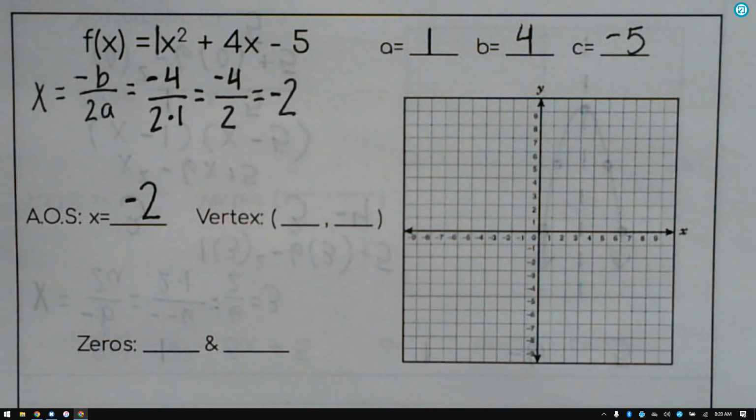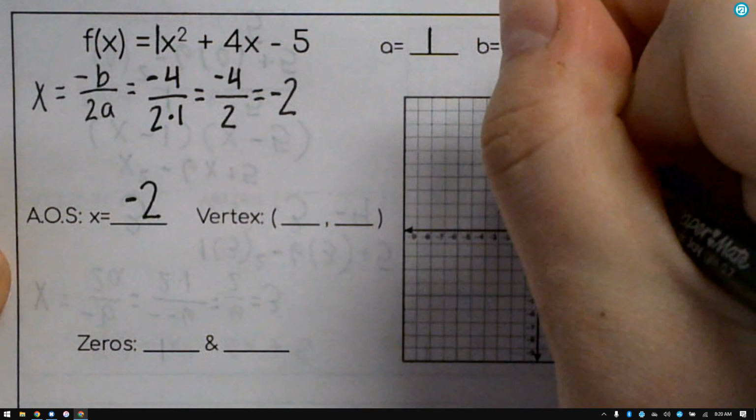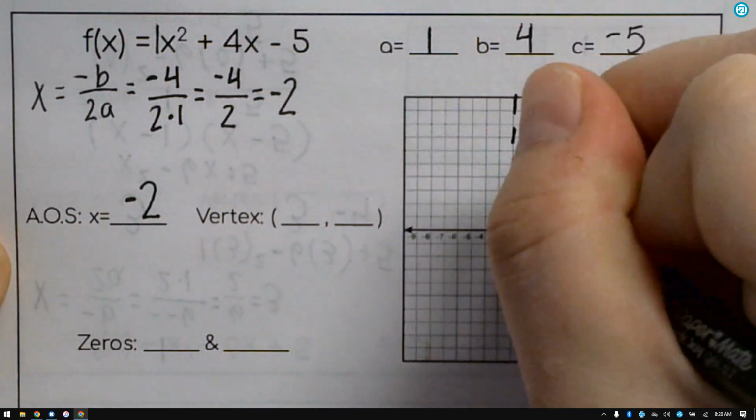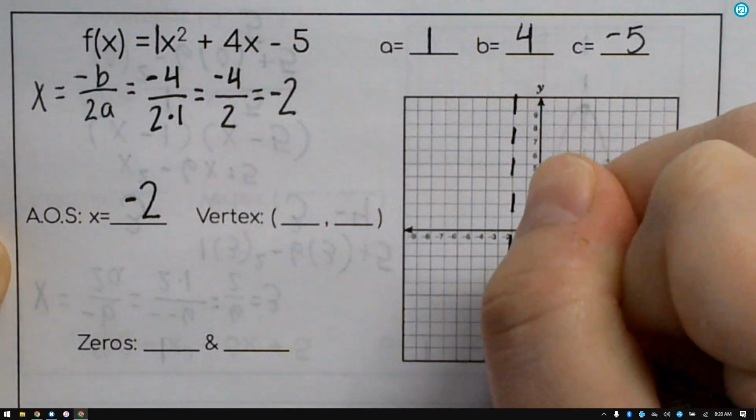My axis of symmetry is always a vertical line. So this is going to be a vertical line at negative 2. I'm just going to put it in there as a dashed line.